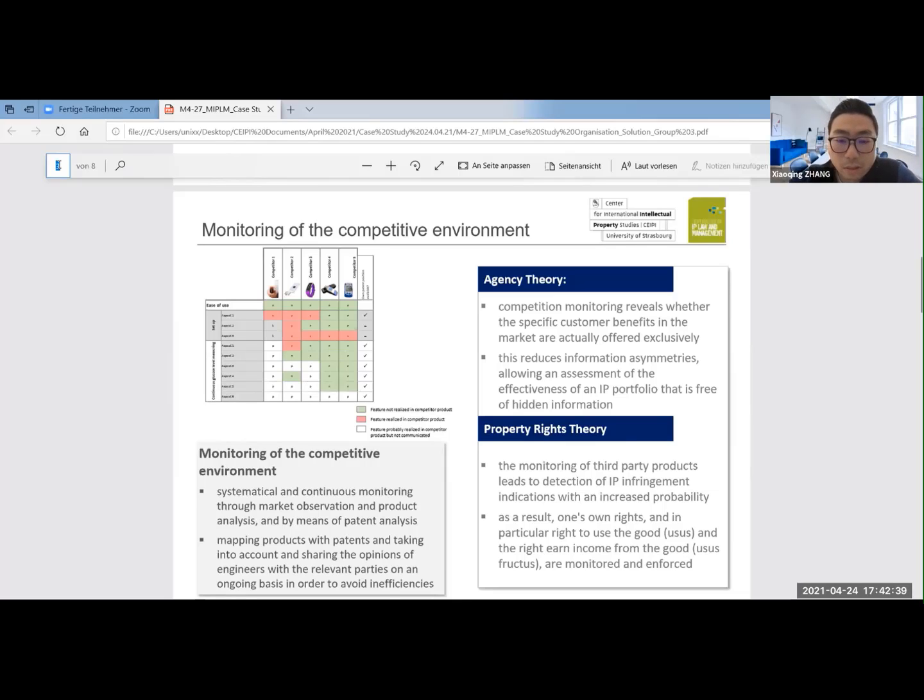From the perspective of property rights theory, this tool is a wonderful tool for monitoring third-party products, which makes it easier to detect potential IP infringement at an early stage. So in this way, it's possible to use the rights obtained to take consistent action against infringements to keep the competitive advantage sustainable. And I let Pierre just continue.